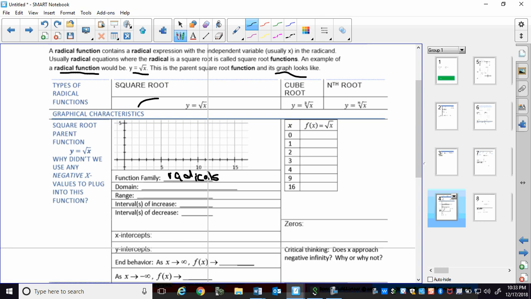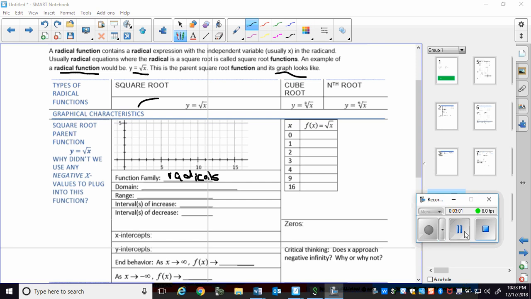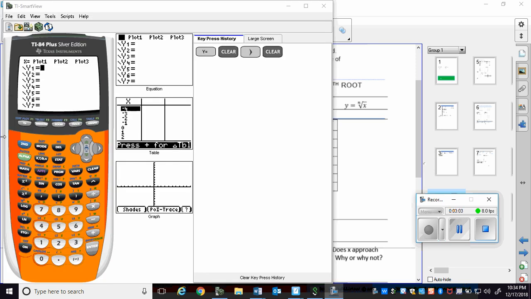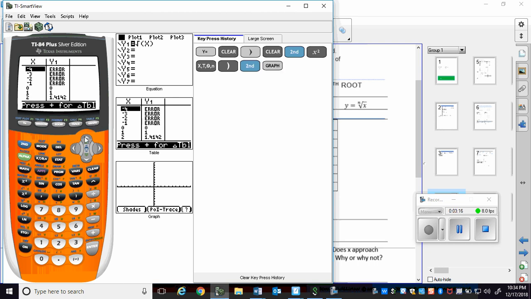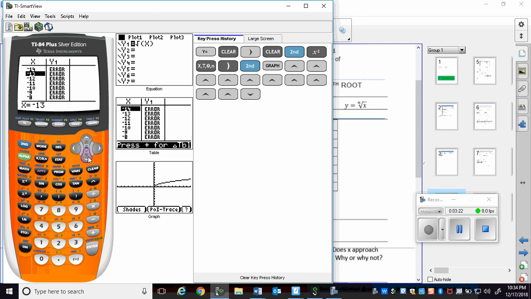One of the things we're going to want to do is to get our graphing calculators out. And while I'm waiting for that to pop up, I'm going to go ahead and fill in this table once I get my equation in. Okay, so I've got my graphing calculator to pop up here. I went to y equals. I'm going to press second, x squared, and type in the x. And there's my square root function. And I press second graph for the table. And if I look, there's no numbers, there's no y values for anything below 0.